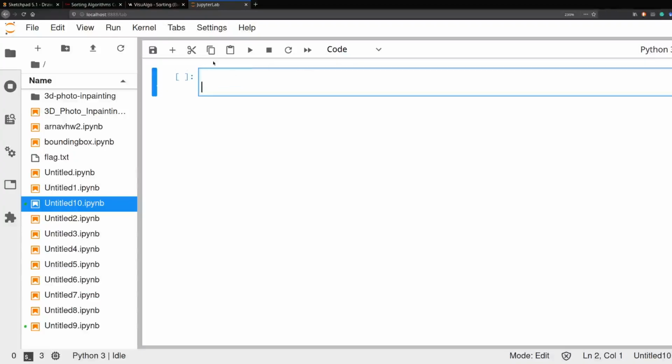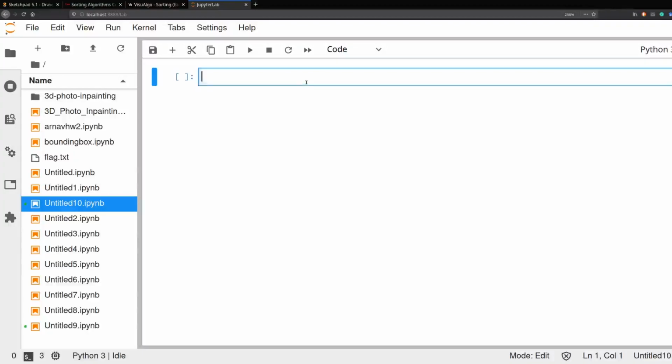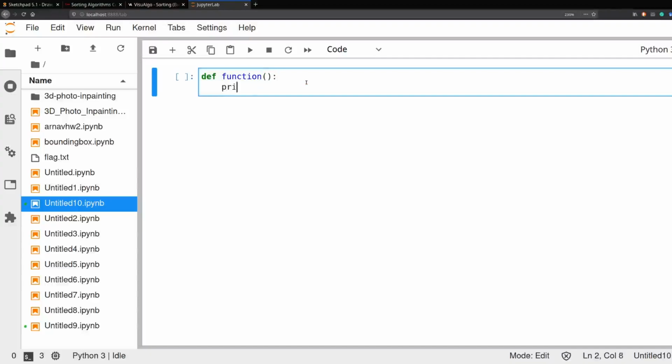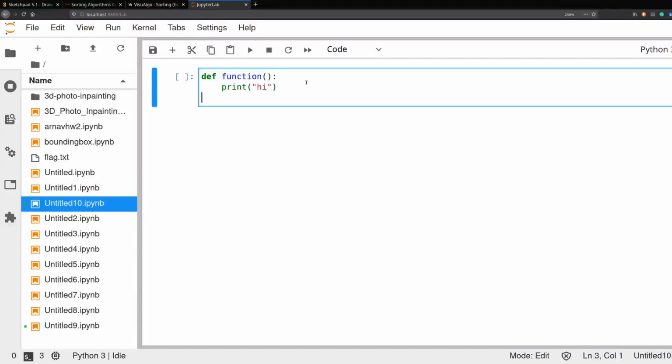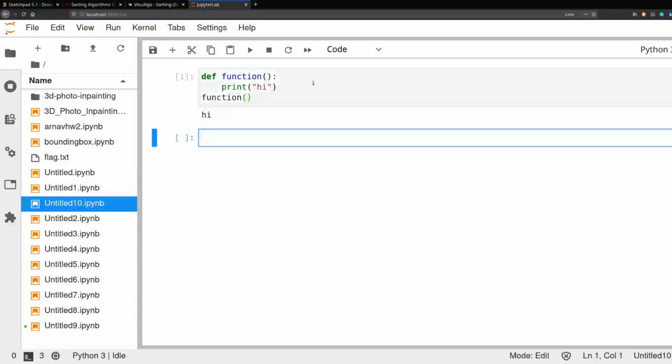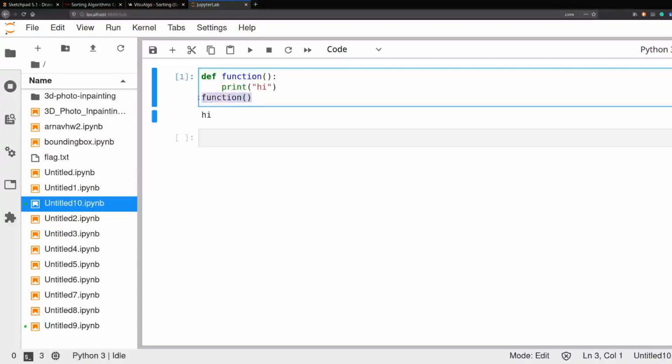Cool. So there's a thing called recursion, which is just when a function, so let's say def function, calls itself. So if we have a function that says hi, and we call the function, it's going to print hi. And this is usually what we do for normal situations. But sometimes we want the function to call itself.